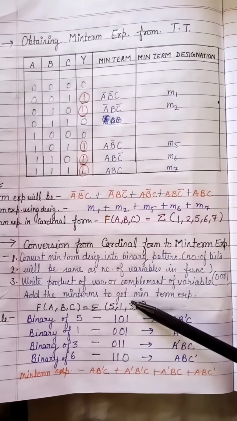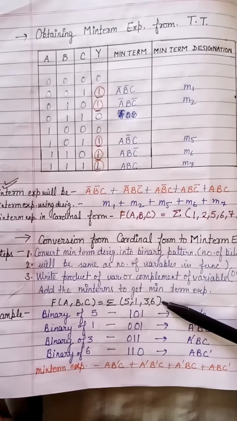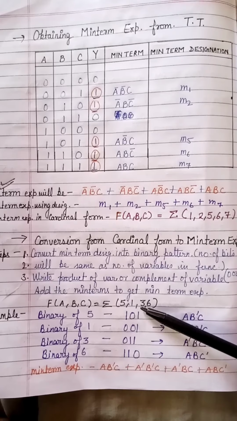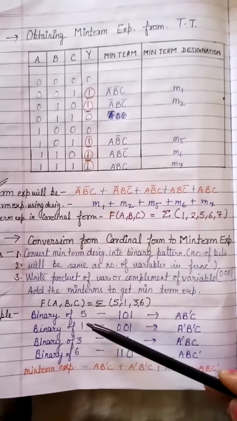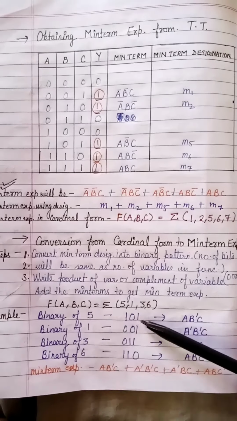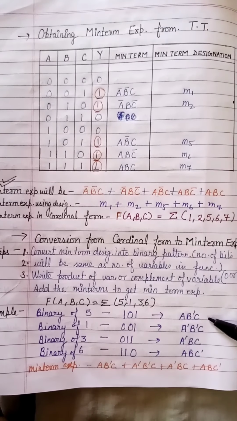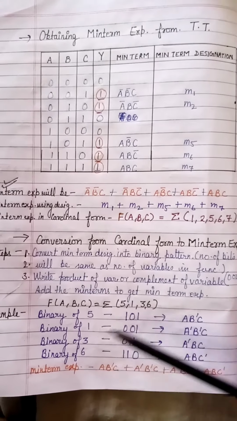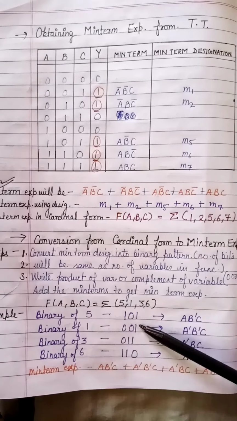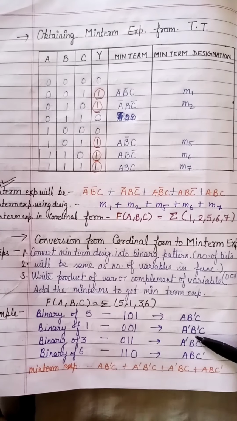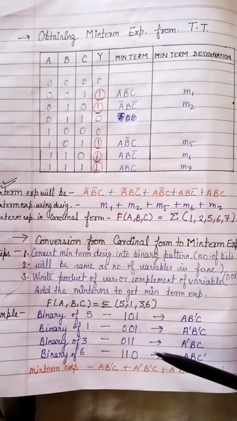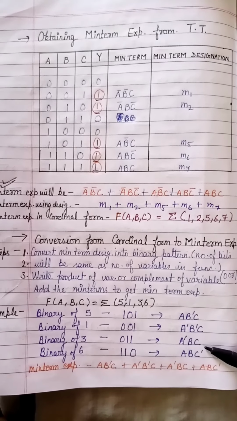So here for example you have this expression f(A, B, C), 3 variables are there, summation 5, 1, 3, 6. So binary of 5 will be 101, the corresponding minterm will be A B' C. Then binary of 1 you will write 001, A' B' C. Then binary of 3 you will write 011, A' B C.